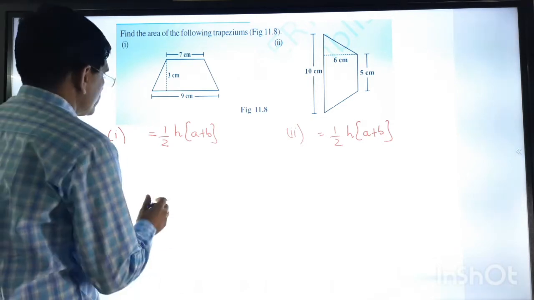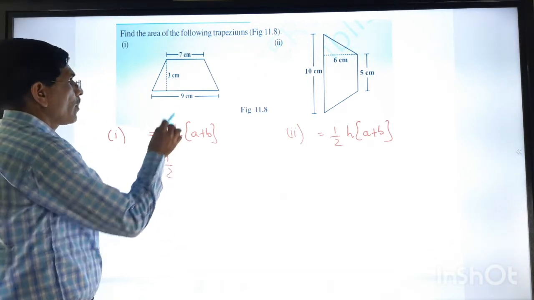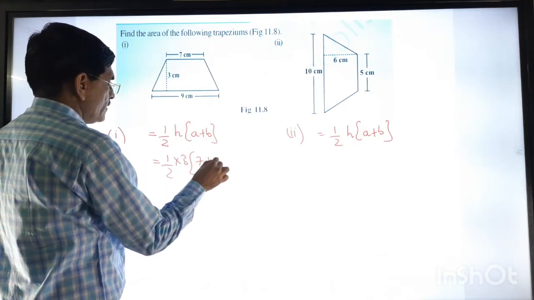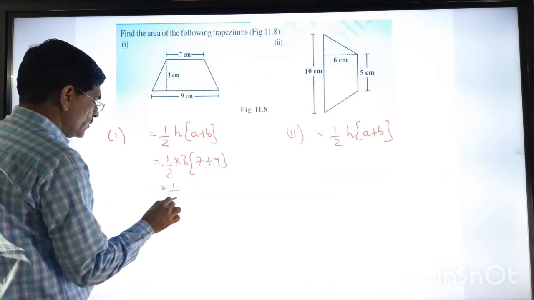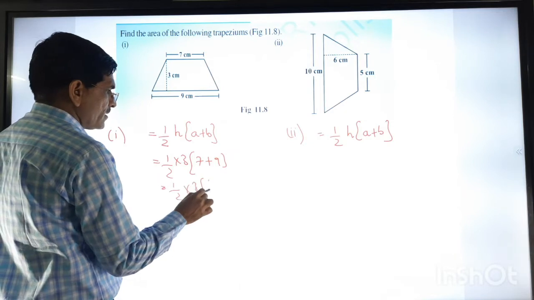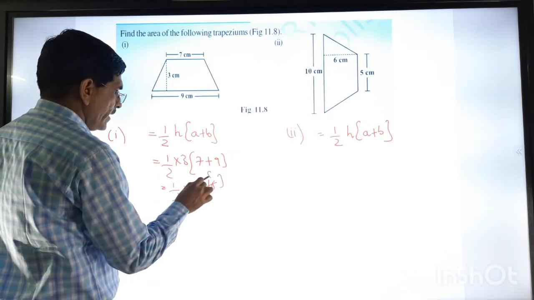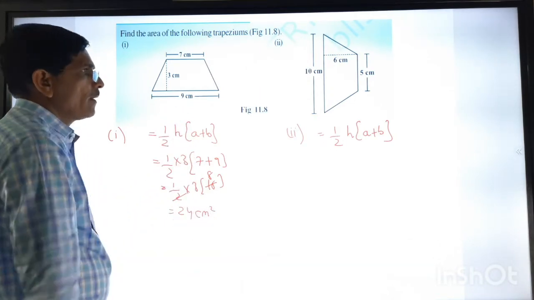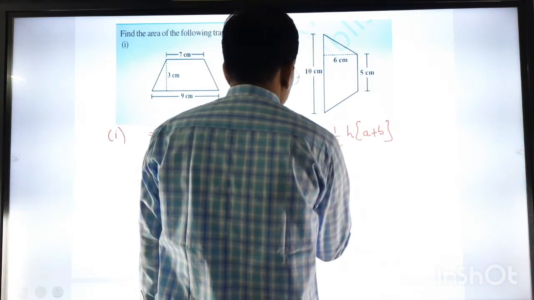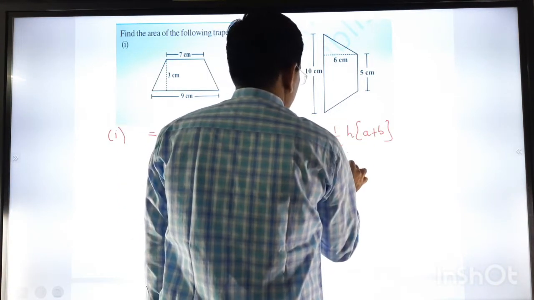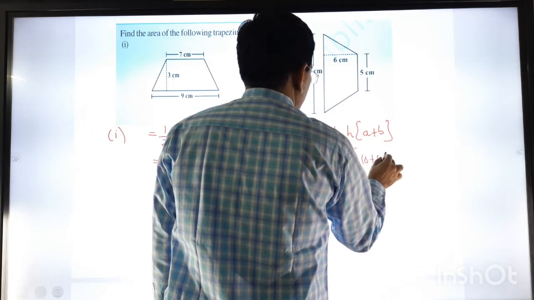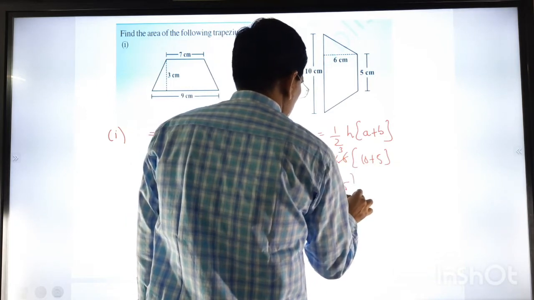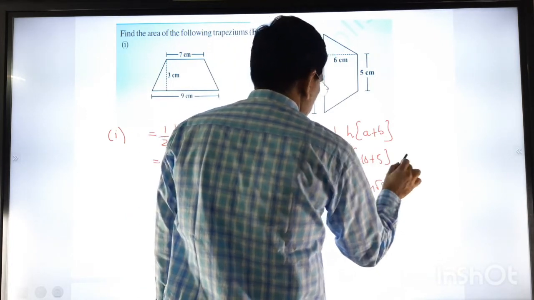Chalo, anyone want to give me the answer? That is 1 by 2 h, that is 3, a plus b, 7 plus 9. So 1 by 2 into 3, 9 plus 7, that is 16, 2 8s are 24 centimeter square. Here 1 by 2 h, that is 6, 10 plus 5. So 2 3s are 6 and 15, that is 45 centimeter square.